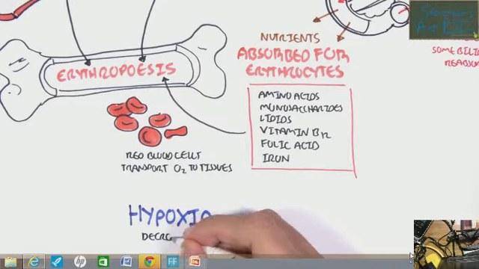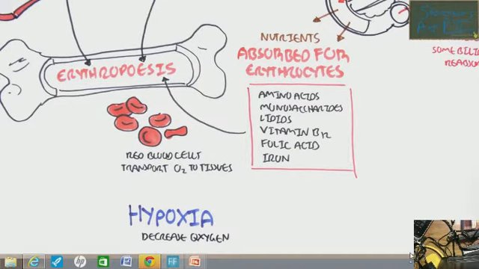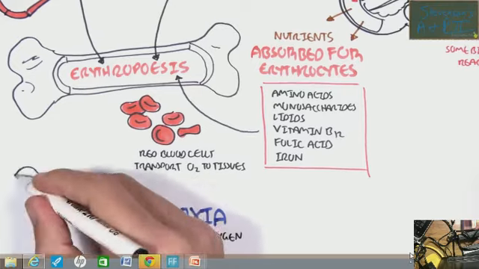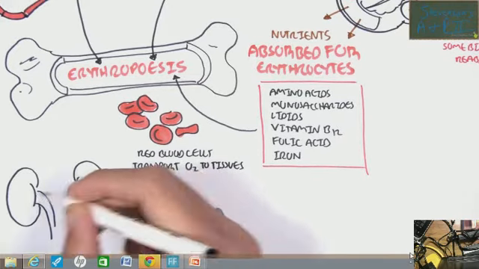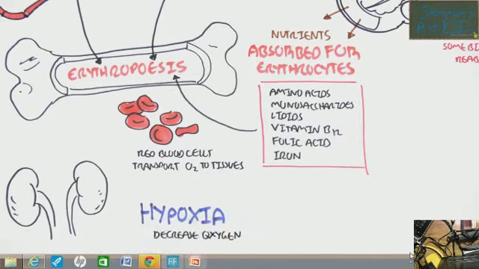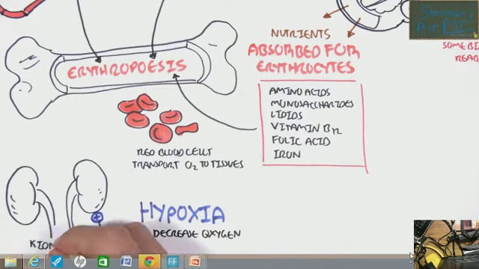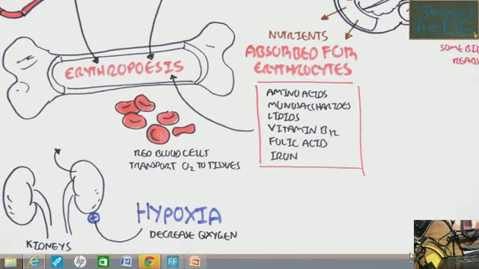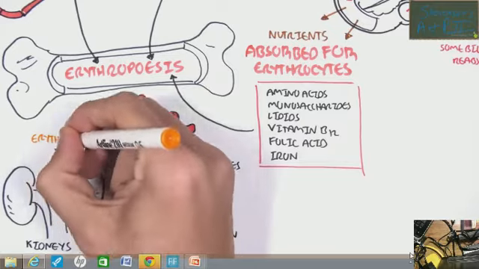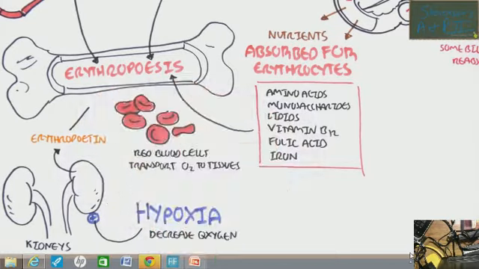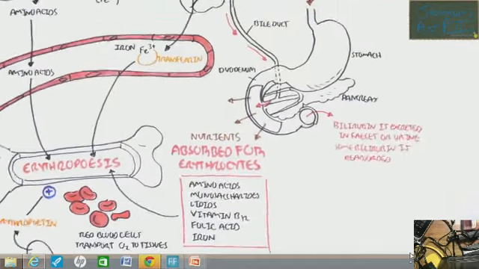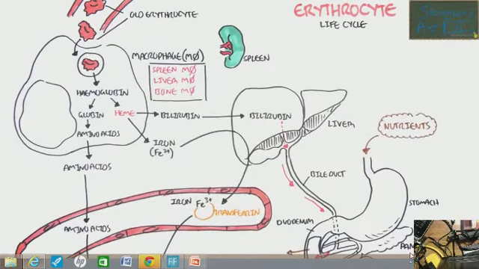So now let's look at one important hormone or factor that influences erythropoiesis. In times of hypoxia, which is when we have a decrease in oxygen levels, this will stimulate the kidneys to produce an important hormone called erythropoietin. And erythropoietin is such an important hormone in erythropoiesis because it stimulates erythropoiesis. And so when you have kidney failure, for example, your kidneys are not able to produce erythropoietin, so you usually develop anemia.